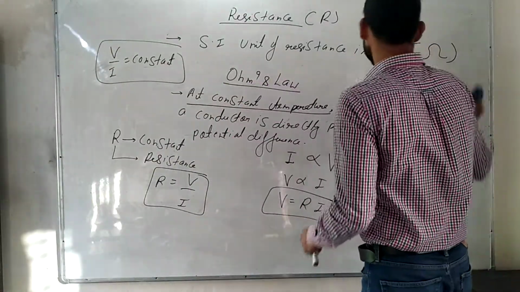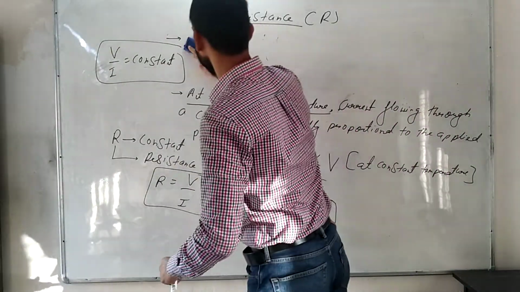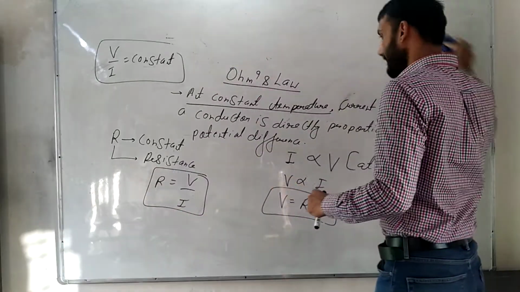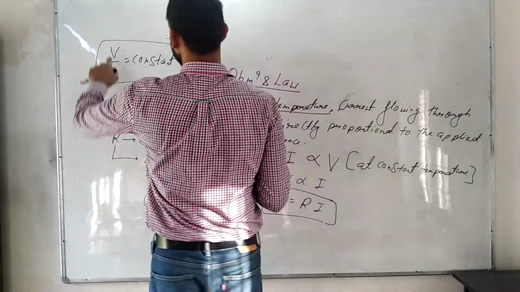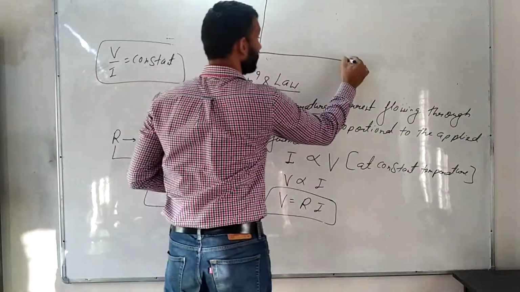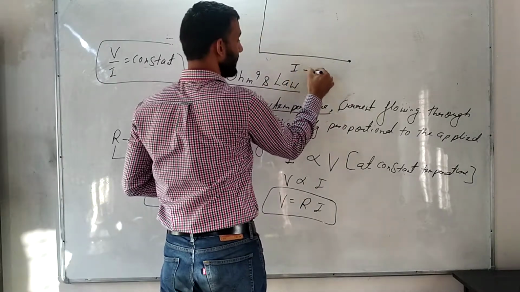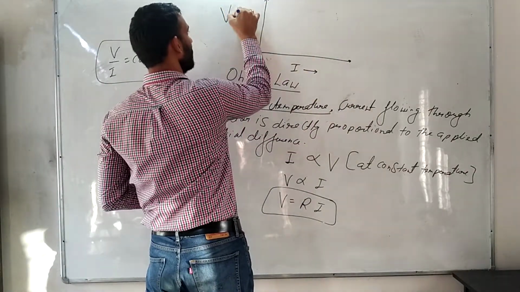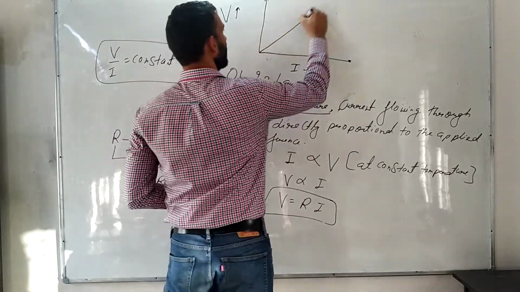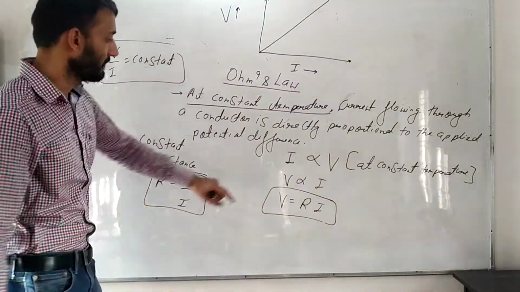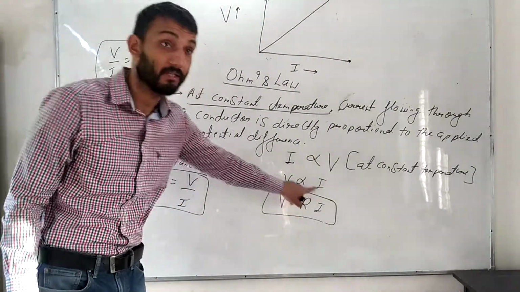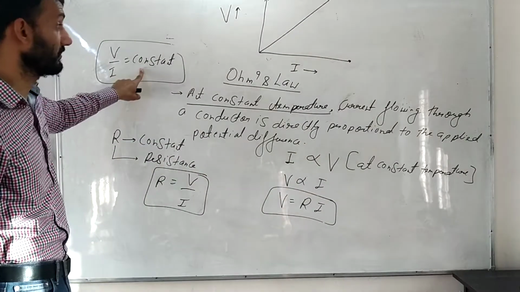Now if we try to plot a graph between V and I, so this is my I and this is my V. If I plot a graph, it will be a straight line. Why will it be a straight line? Because V is directly proportional to I, or V upon I is always constant.